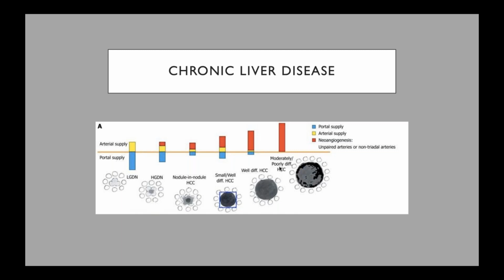And as it goes along that pathway, it tends to lose its portal venous inflow and increase its hepatic arterial inflow. And this is why we do the multi-phase CTs, to try to show that arterial hyperenhancement and then the washout later on.